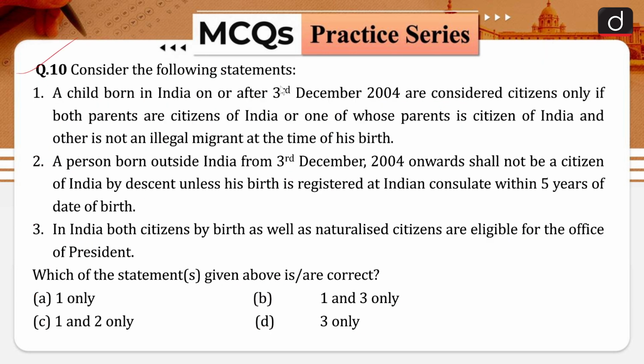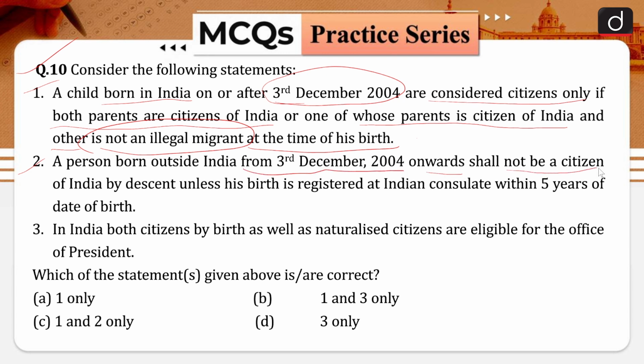So the question is, consider the following statements. Statement number 1 is, a child born in India on and after 3rd December 2004 is considered a citizen only if both parents are citizens of India, or one of whose parents is a citizen of India and the other is not an illegal migrant at the time of his birth. Statement number 2 is, a person born outside India from 3rd December 2004 onwards shall not be a citizen of India by descent unless his birth is registered at an Indian consulate within 5 years of his birth.